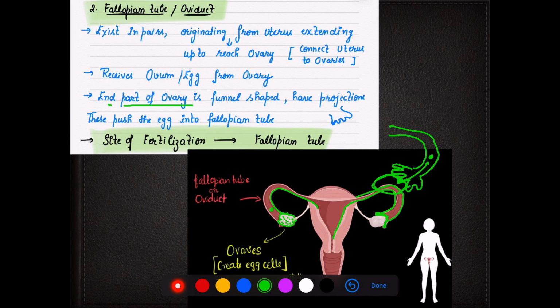So now the egg is in the fallopian tube, right, and it will wait for the sperm. So where is the fertilization happening? That is the fallopian tube. So the site of fertilization, this is an MCQ question, is the fallopian tube.